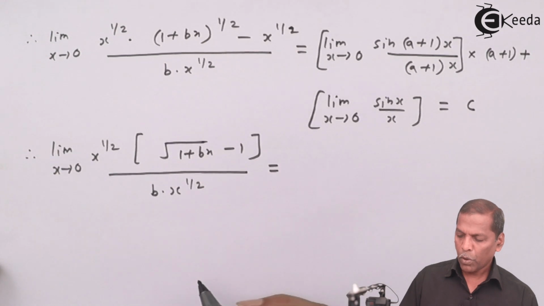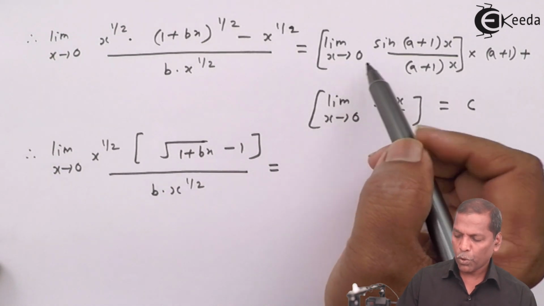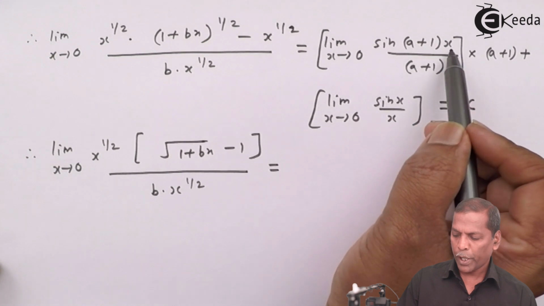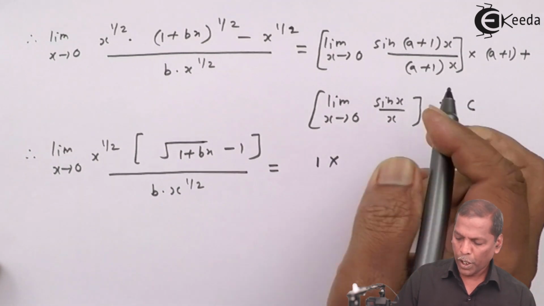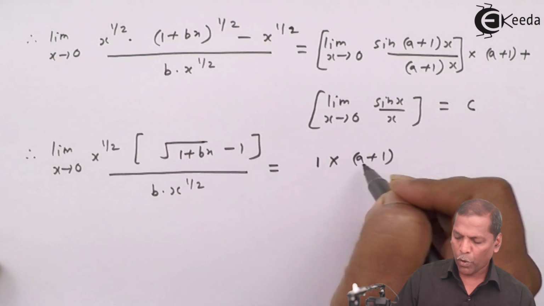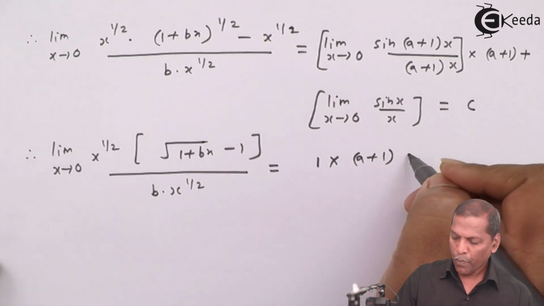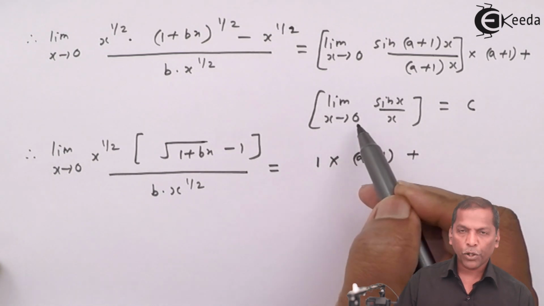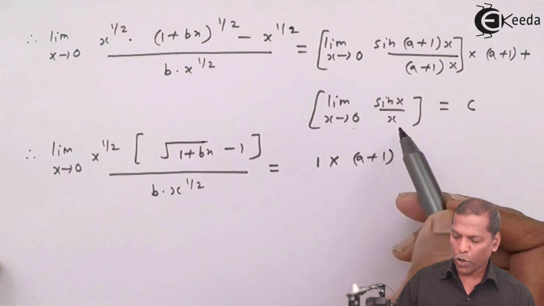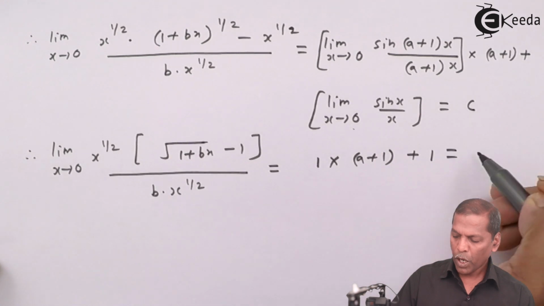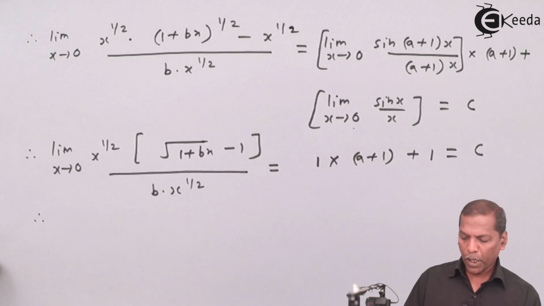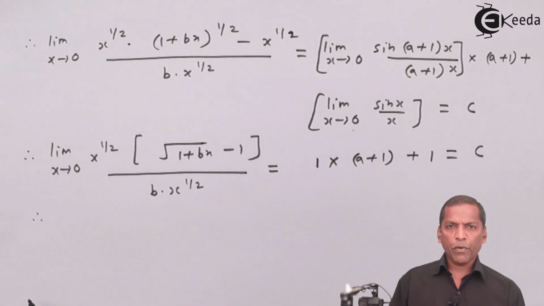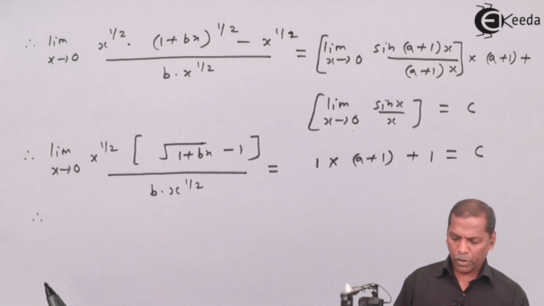that is equal to, now limit x tends to 0 sine of (a plus 1) into x upon (a plus 1) into x, so that gives 1 into, in the bracket, we have a plus 1 plus, now limit x tends to 0 sine of x upon x, so that gives 1, and is equal to c. In the first limit we cancel x raised half from the numerator and denominator.